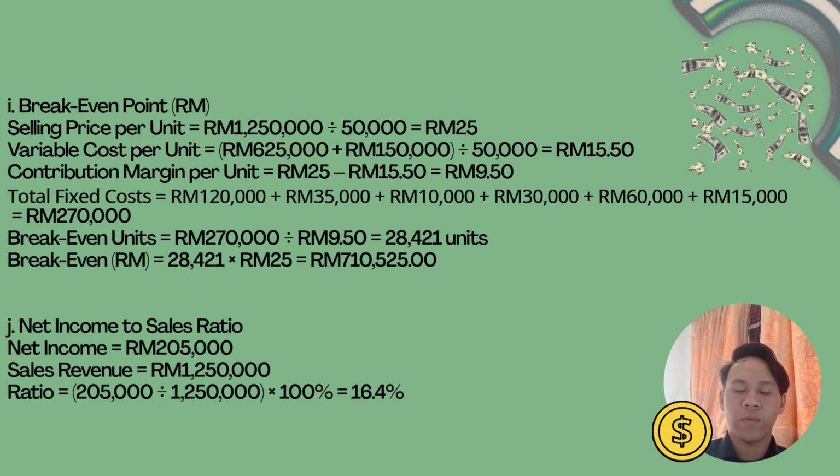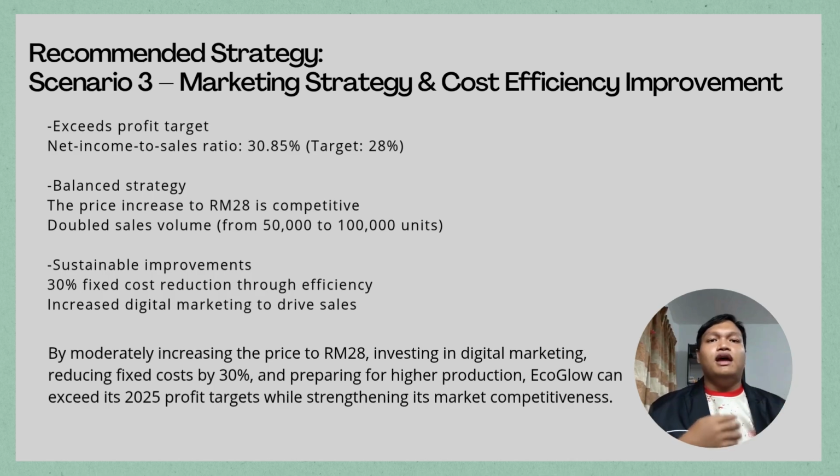205,000 divided by 1,250,000 times 100 equals 16.4%. This means for every ringgit of sales, 16 cent 4 is our profit.